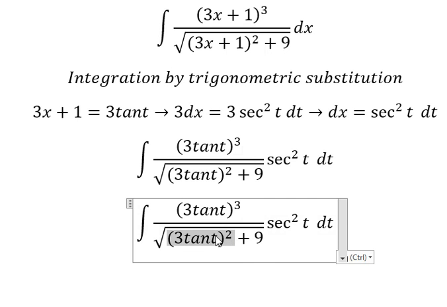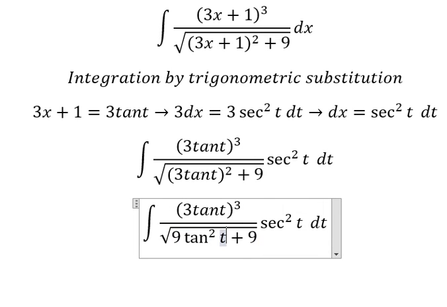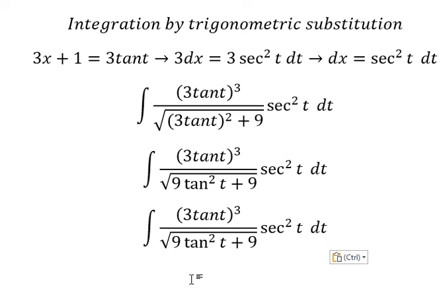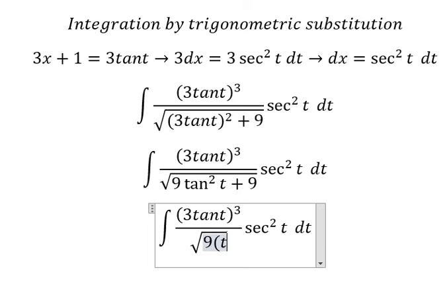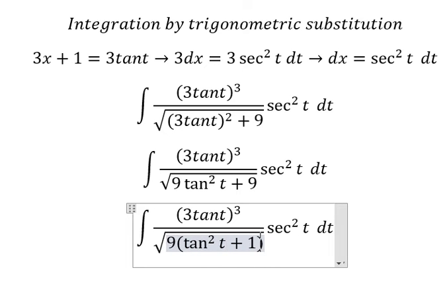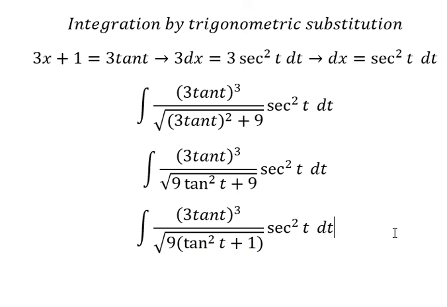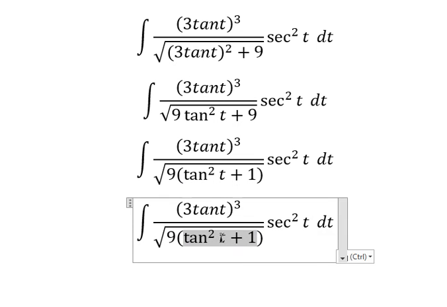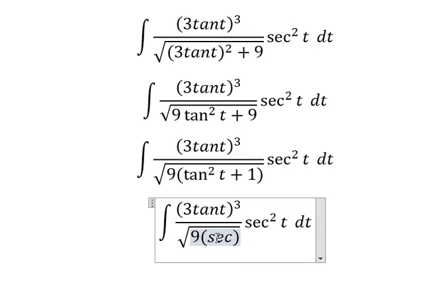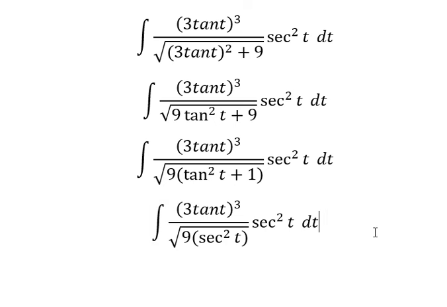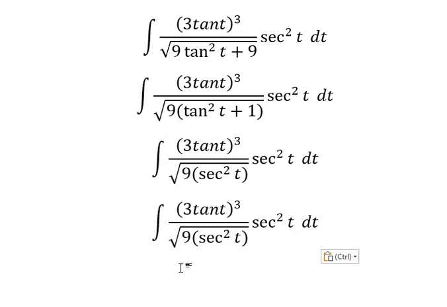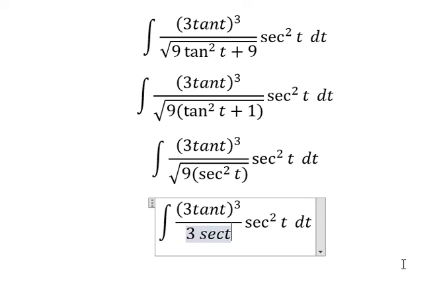This one we have 9 tan t squared. Number 9, we can do factorization. So this one we change by secant of t squared. So we have 3 secant of t.